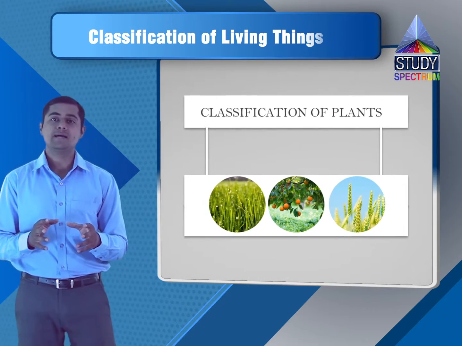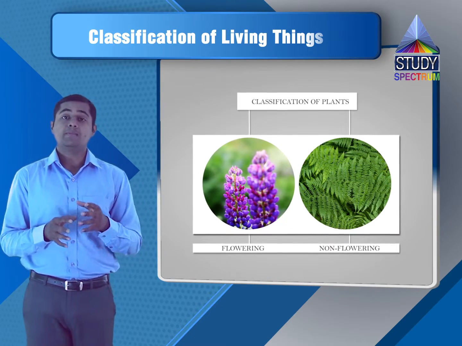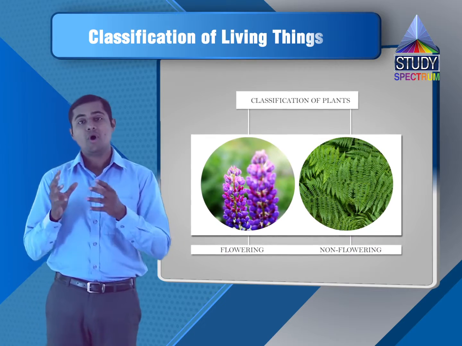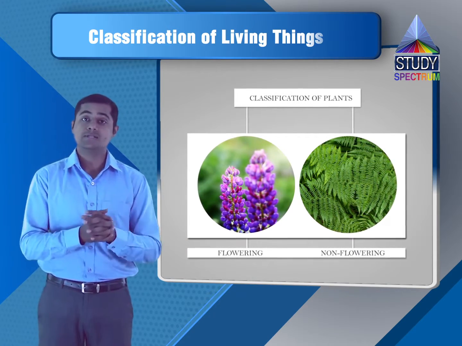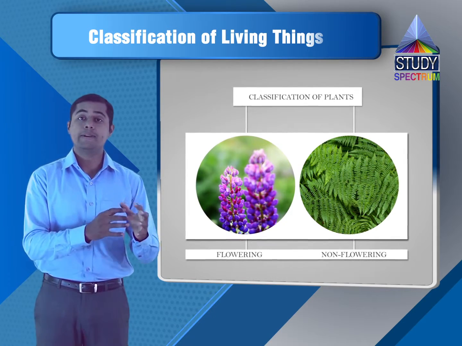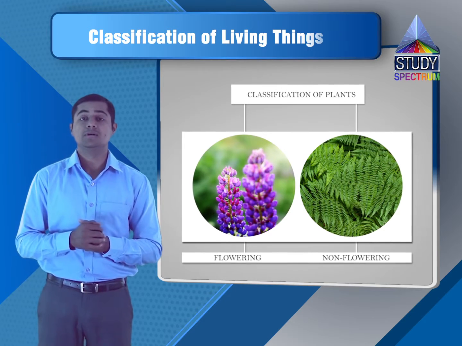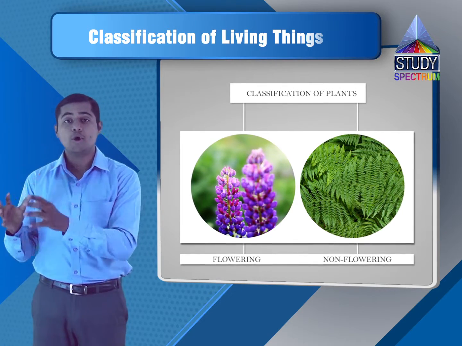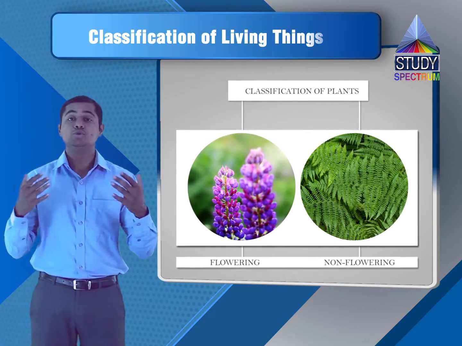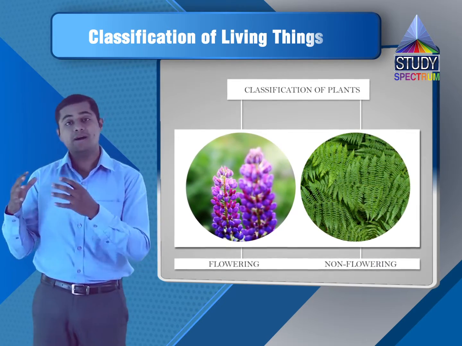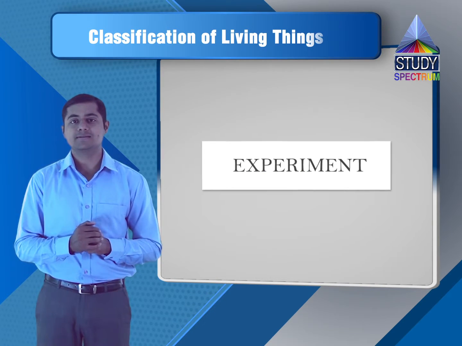How do we classify plants? One criterion is, does that plant have flowers or not? If the plant has flowers, we will call it a flowering plant. And the plants which do not have flowers, we will call non-flowering plants. So this is one criterion, and we have already made two groups, flowering plants and non-flowering plants. Which are the non-flowering plants?